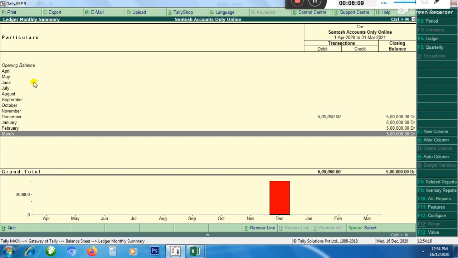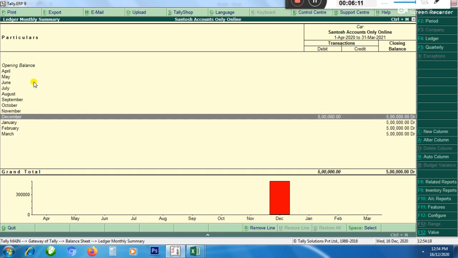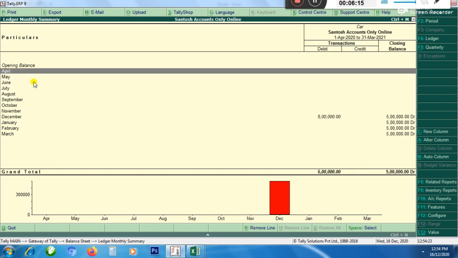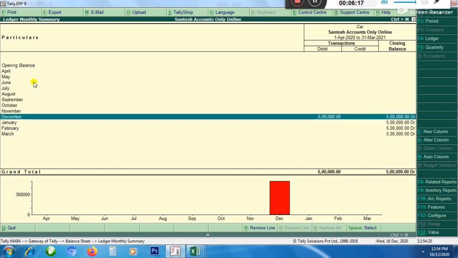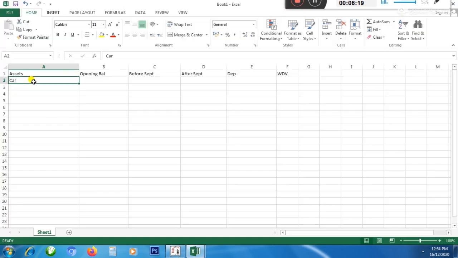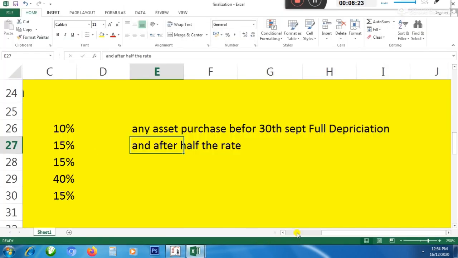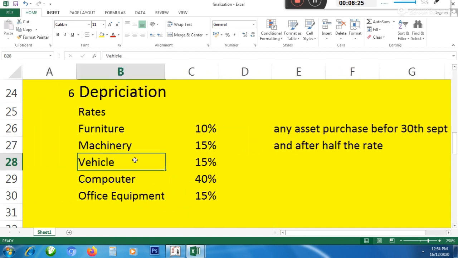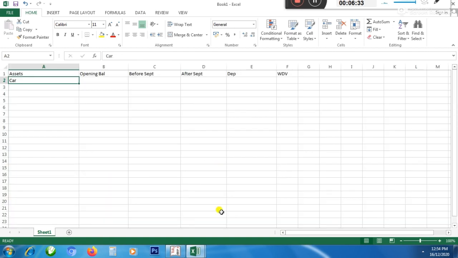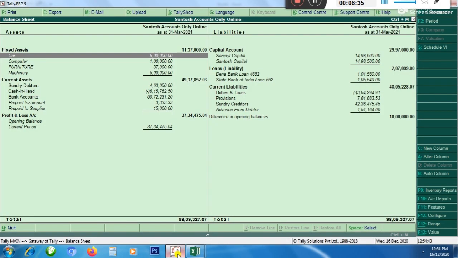See the car here. Car is purchased in December, worth 5 lakh. There is no value on top. So the car is purchased in December worth 5 lakh. Now as per this, car is a vehicle. There is 15% depreciation on the car. So important thing is, to calculate depreciation, first go to the balance sheet, fixed asset.